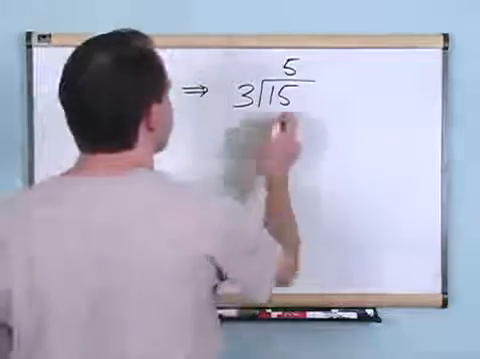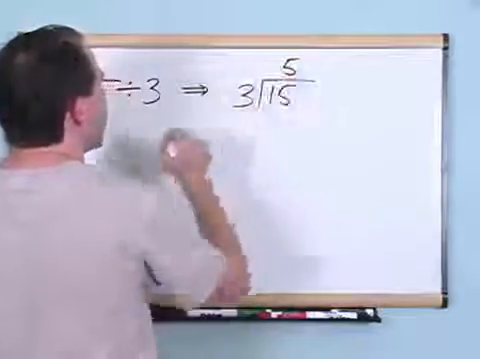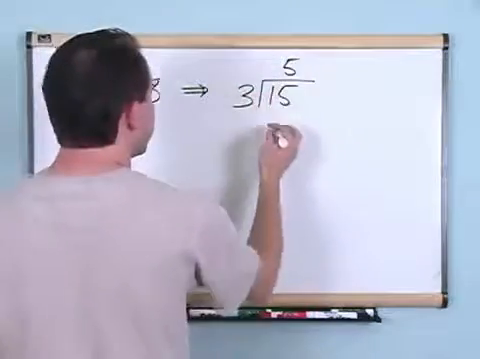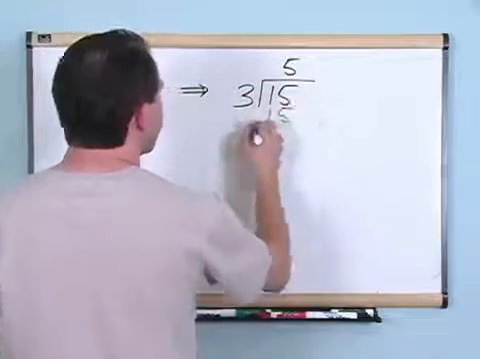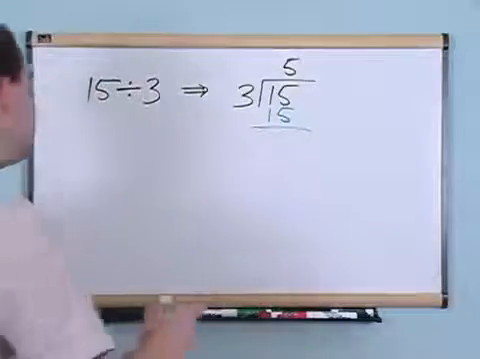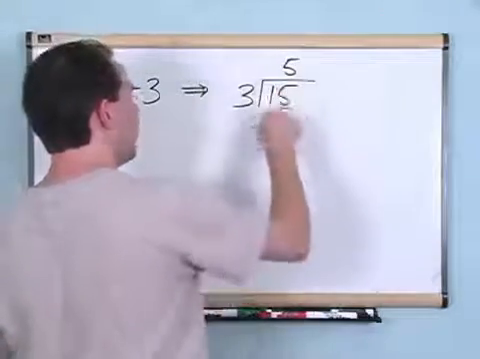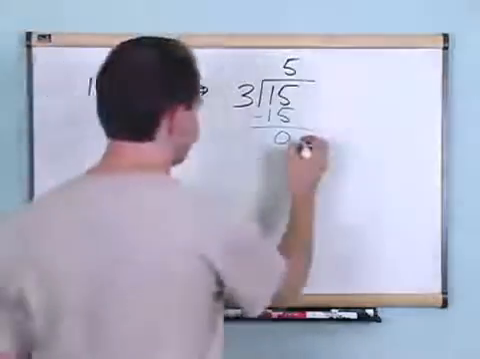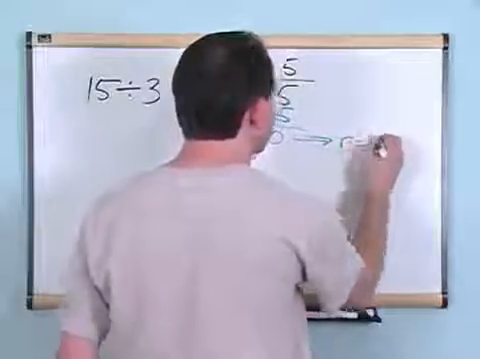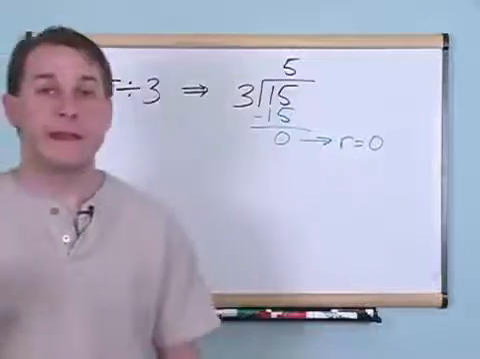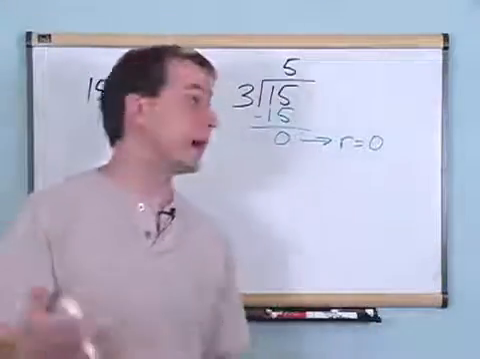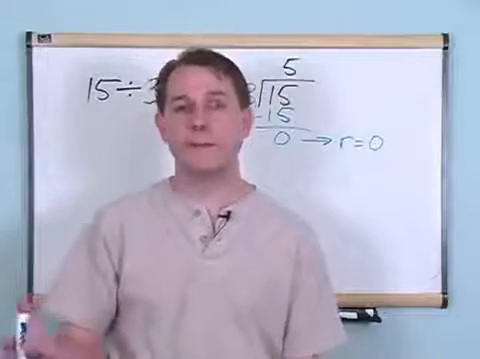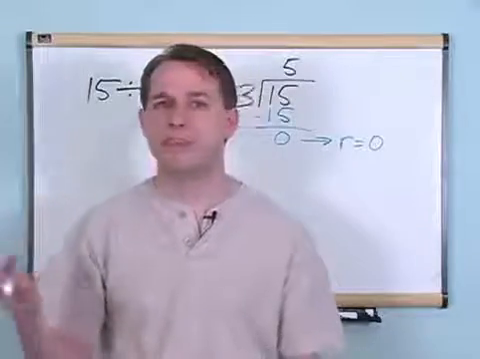Let's multiply 3 times 5, and I'll do it in another color here. 3 times 5, 15. So I'm going to write it down. We're going to subtract. 15 minus 15 just gives us 0. So the remainder is 0. What this means is we've taken 15, divided by 3, and got the answer of 5. And there's no remainder, so there was nothing left over.